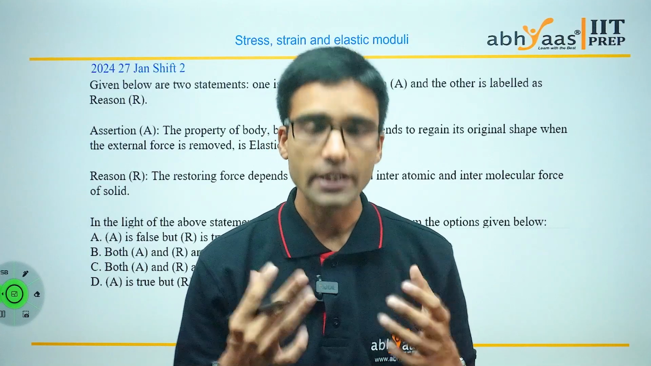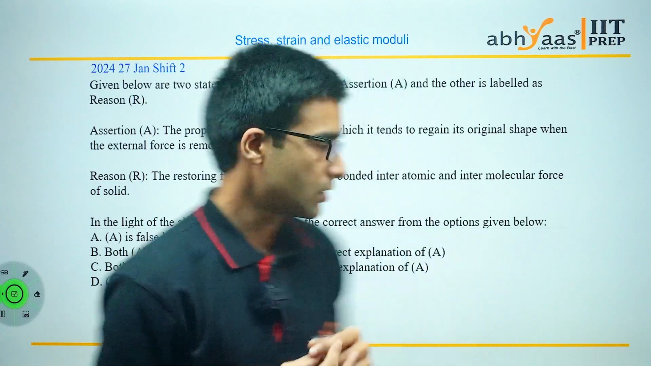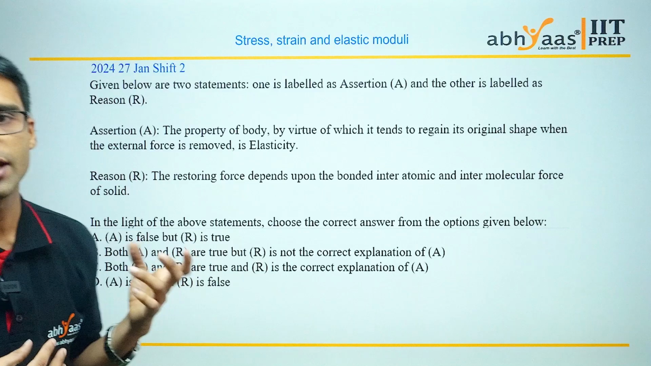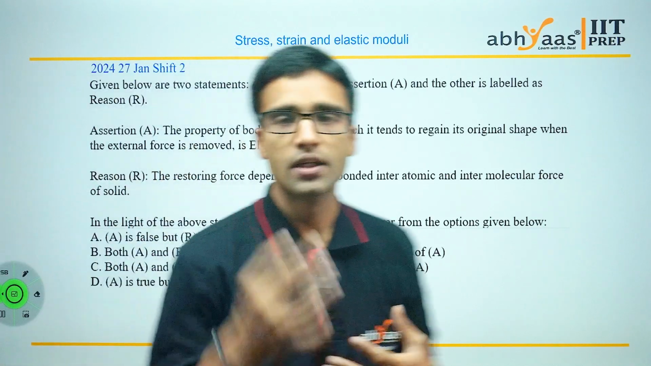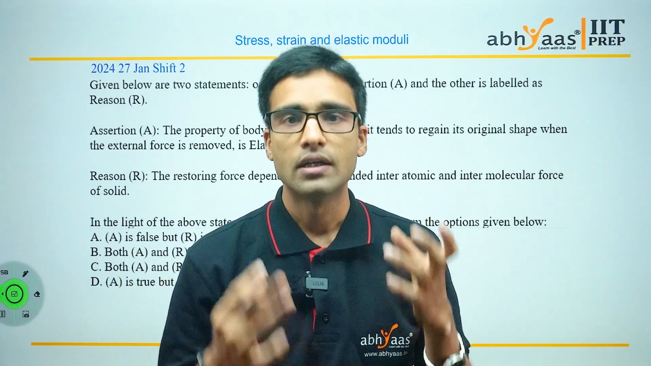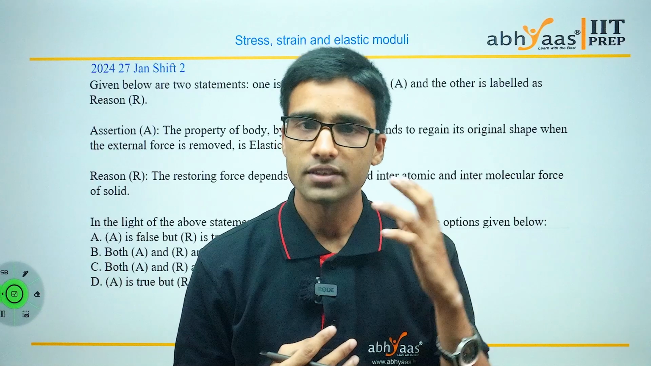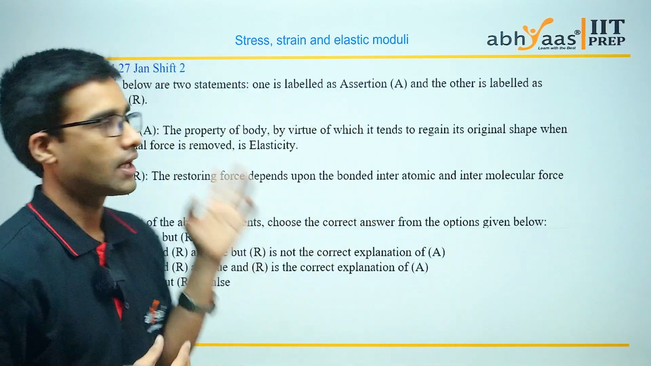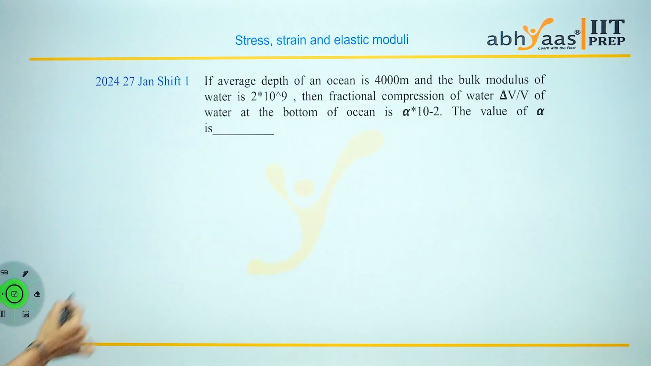But it happens in the material because of the bonding between the molecules. That is called internal resisting force or restoring force. Because of that only, whenever we remove the deforming or external force, it comes back to its shape, because of the internal resisting force or restoring force. This is how elasticity happens. So the assertion and reason are both correct, and the reason is the correct explanation. So where is the option? C is the answer.